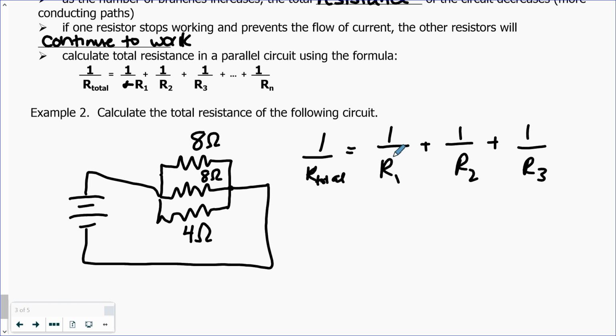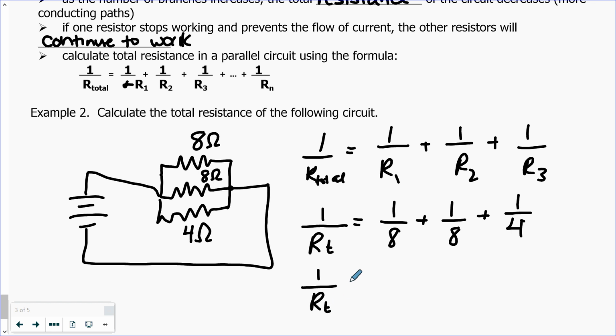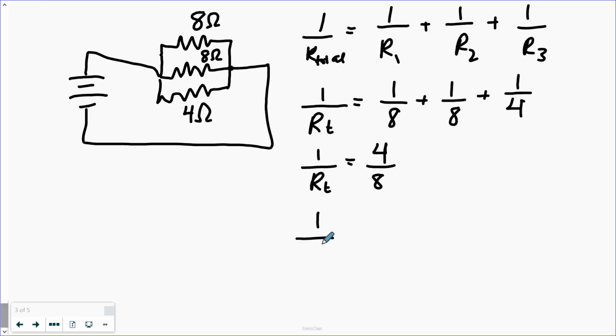So now just substituting in the values for our resistors. 1 over R total is equal to 1 over 8 plus 1 over 8 plus 1 over 4. You can put it in your calculator and just convert it back to a fraction if you need to. So 1 over 8 plus 1 over 8 would be 2 over 8. So in total, I get 4 over 8, which stresses me out because I would rather write it as 1 over 2. So 1 over R total equals 1 over 2.